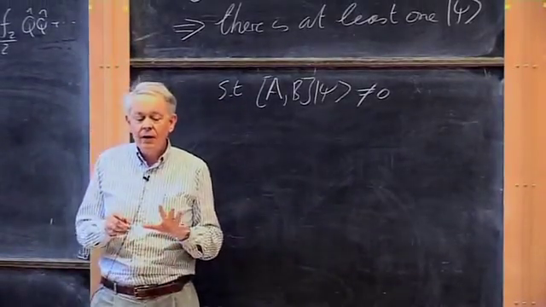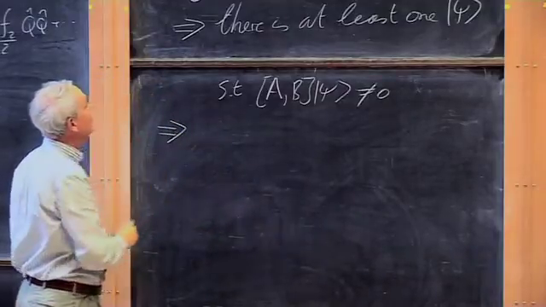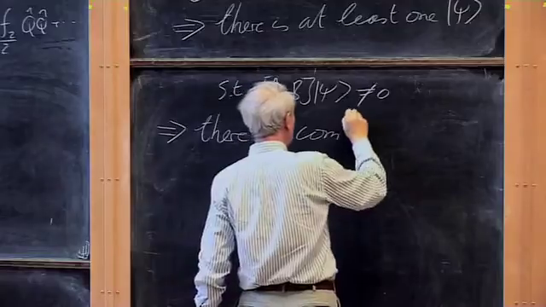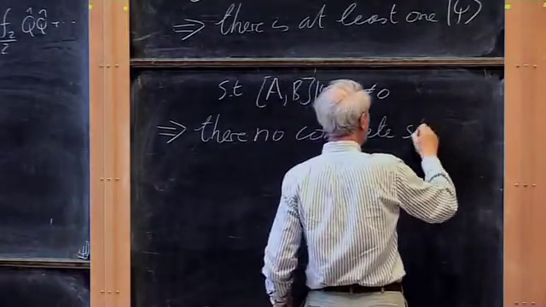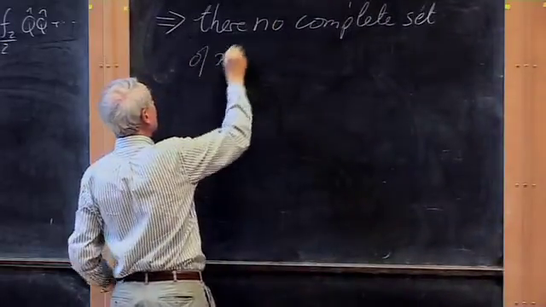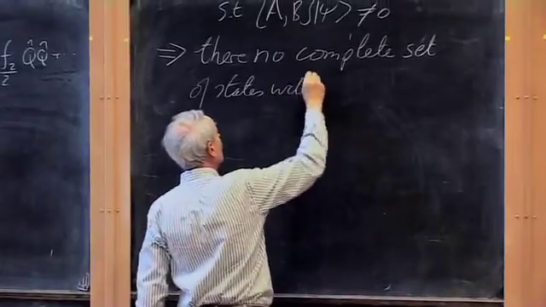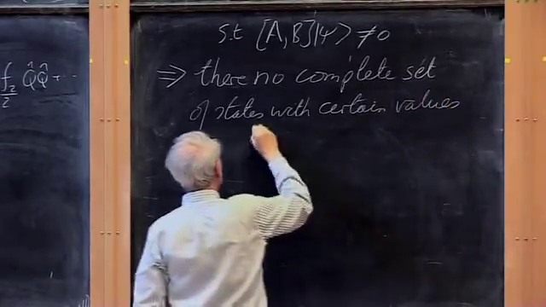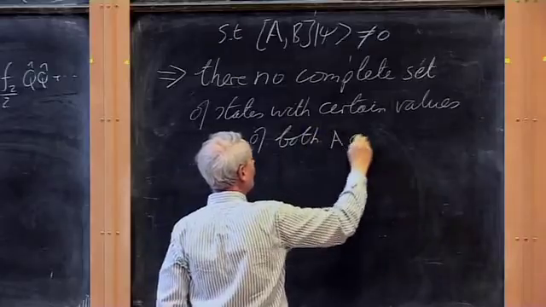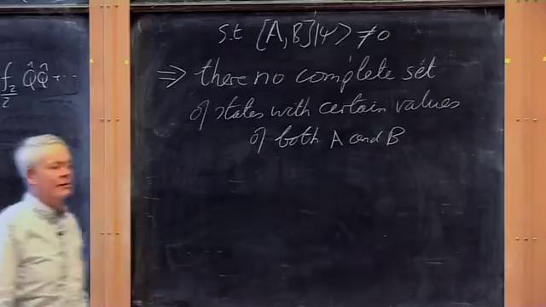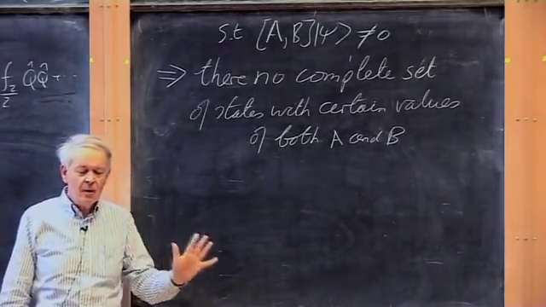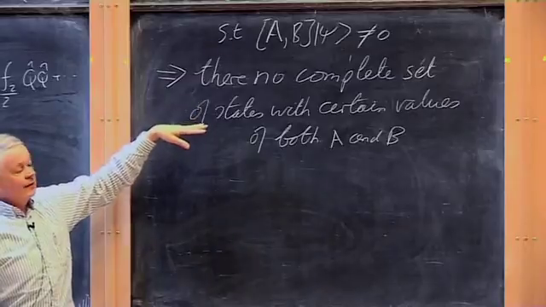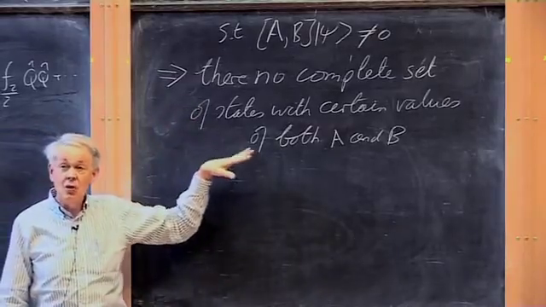So what does this imply? It implies that there is no complete set of states. So it's a very weak and not emotionally striking result that it just isn't a complete set of states in which they both have definite values. There may be a very large number of states in which they do have definite values simultaneously.